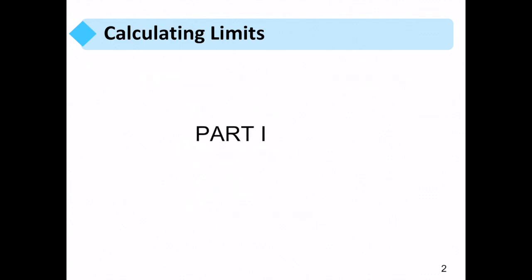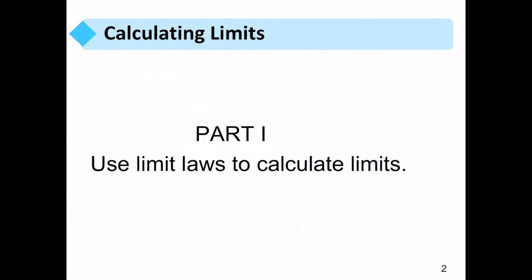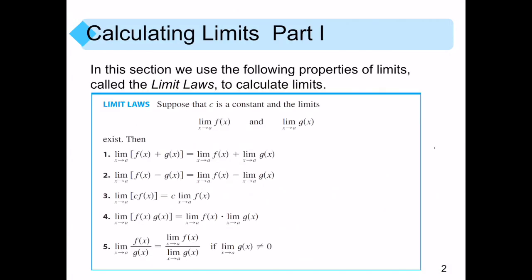Part 1. The first way to calculate the limit: use limit rules. The first group of limit rules has 5. The first one is the addition rule. The second is the subtraction rule. The third is the constant times function rule. The fourth is the product rule. The last is the quotient rule. For the quotient, be careful: the denominator cannot equal 0.